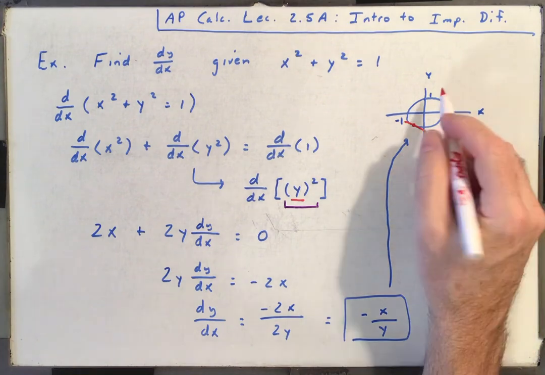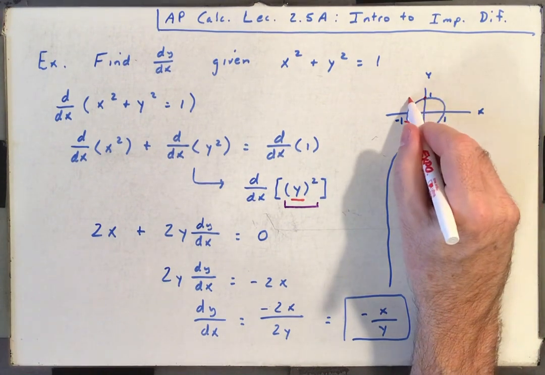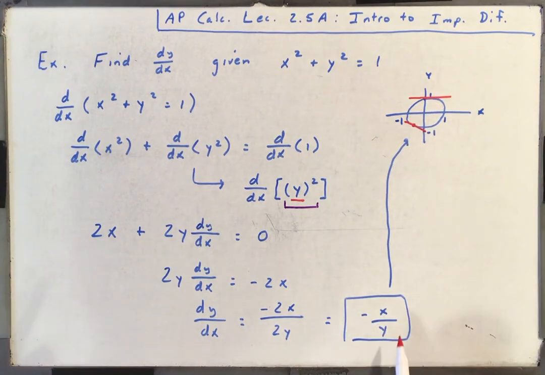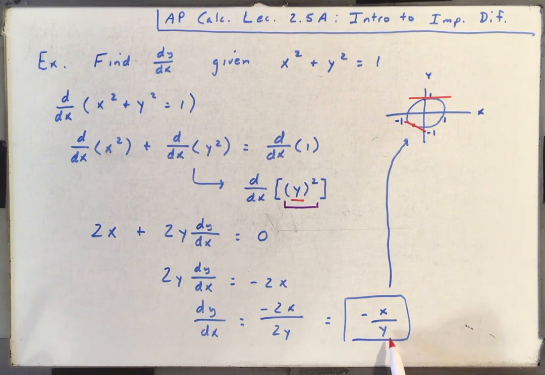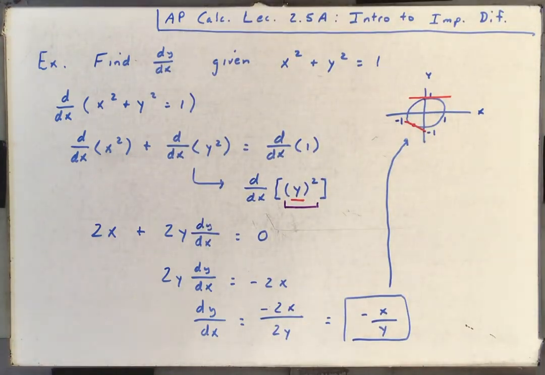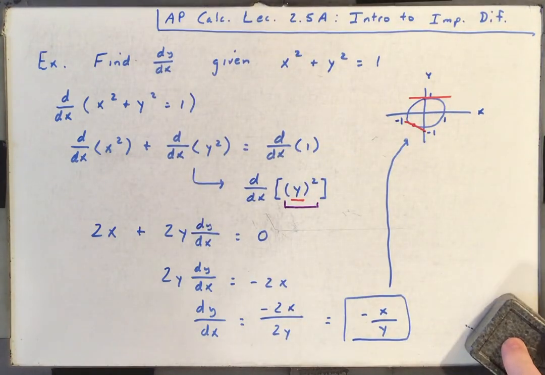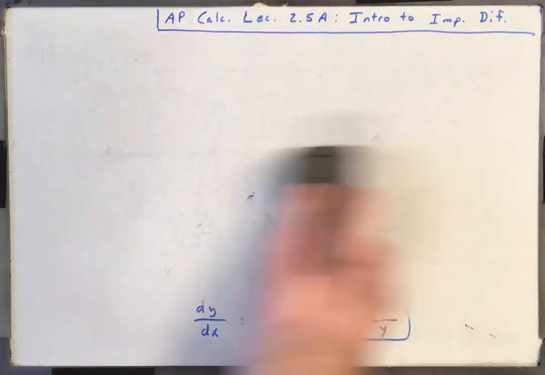All right, if we put this point in right here at the top, if we put in the point 0, 1, it would give us a slope of 0. The x value is 0, the y value is 1, 0 over 1. It'd give you a slope of 0. So it works everywhere on that circle. All right, let's keep going. We'll keep upping the difficulty of the examples every time.